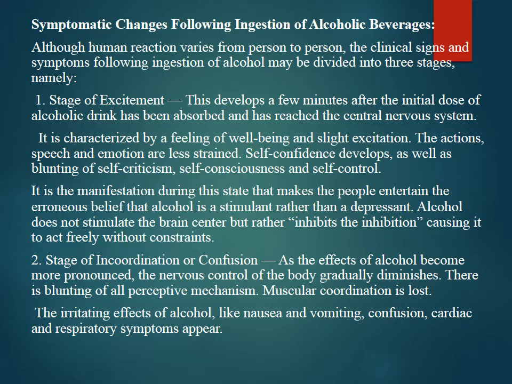Okay? Then, stage of incoordination or confusion. This is the stage 2. As the effects of alcohol become more pronounced, the nervous control of the body gradually diminishes. There is blunting of all the perceptive mechanism. Muscular coordination is lost. The irritating effect of alcohol, like nausea and vomiting, confusion, cardiac and respiratory symptoms, appear.